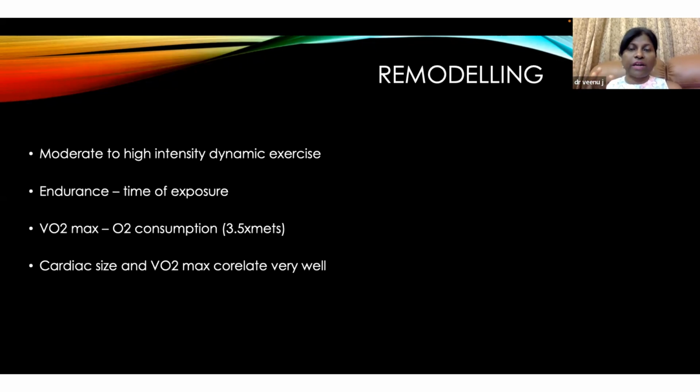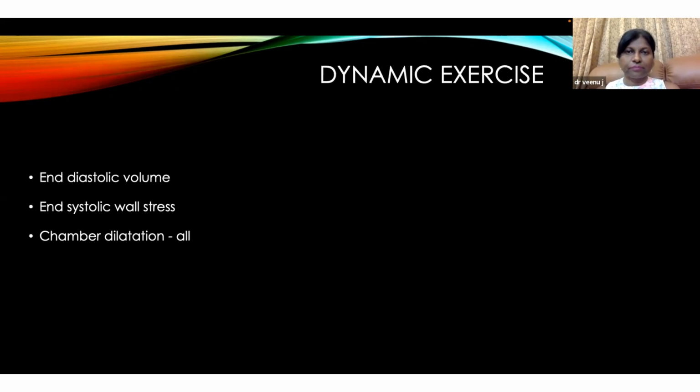So 3.5 times of that METs will be the general VO2 max of a person. But if we want to definitely measure the VO2 max, we need the cardiopulmonary exercise testing, and that will give us the most accurate VO2 max of the person. Then we look at the cardiac size, and the VO2 max generally correlate very well.